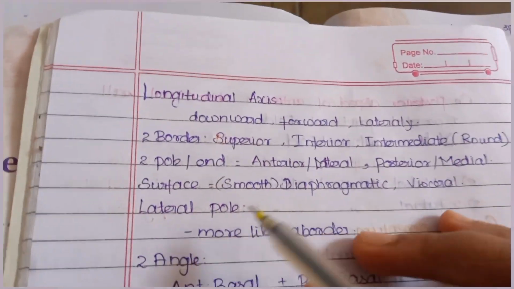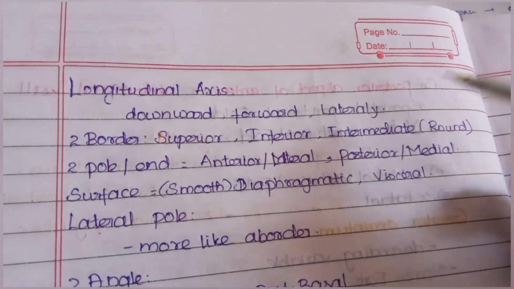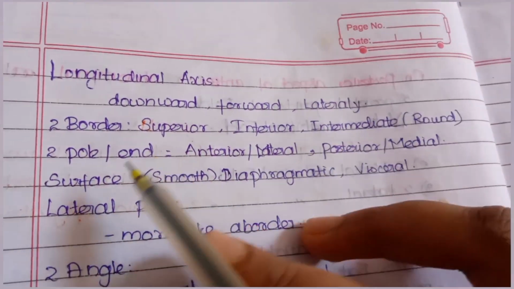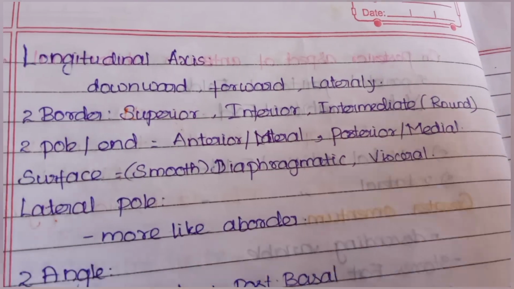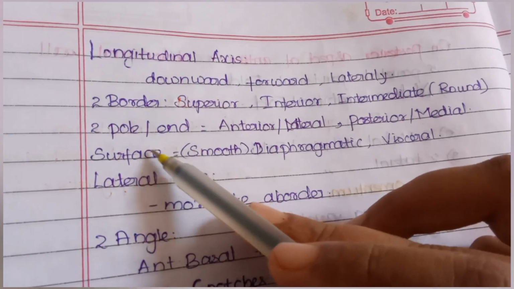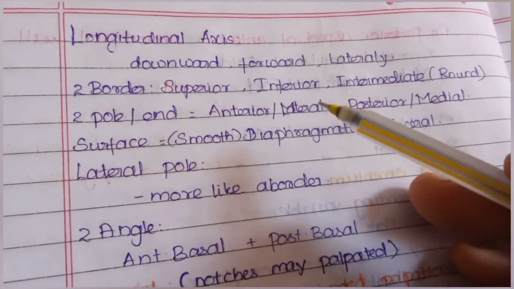Next, it has two borders, superior and inferior, and there is a border called intermediate, if we can call it that, but mostly two only. It will be rounded, so we cannot call it a border, right? Two poles or two ends. Poles can be called ends also: anterior pole and posterior pole.